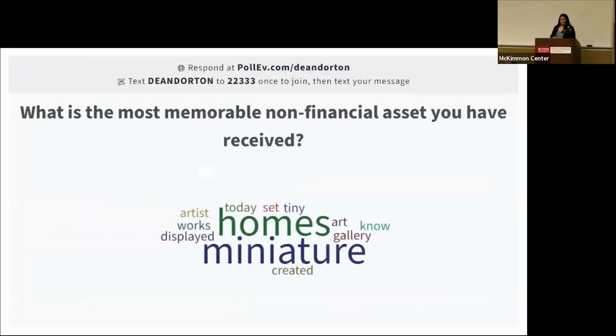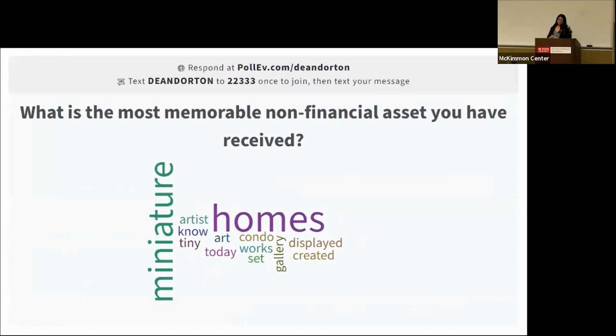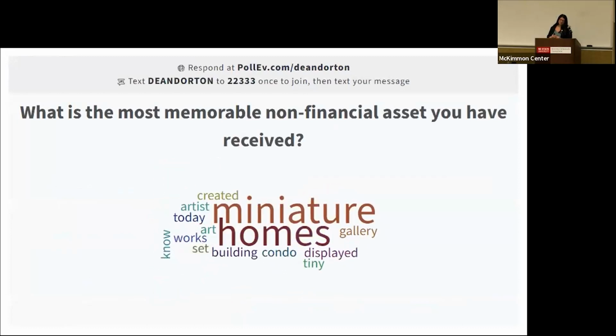So what is the most memorable non-financial asset you have received? Homes, some art. Our universities in Kentucky might get a horse. We've talked about that. A condo.